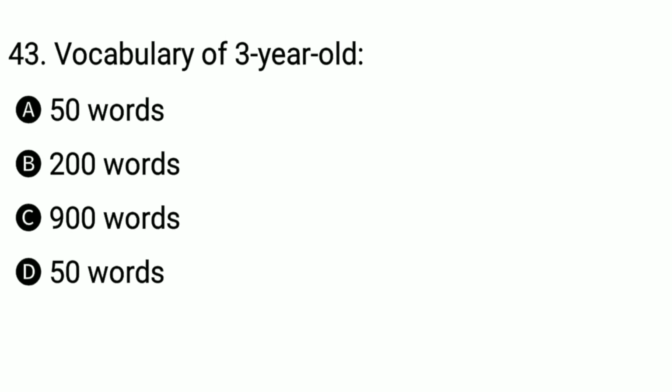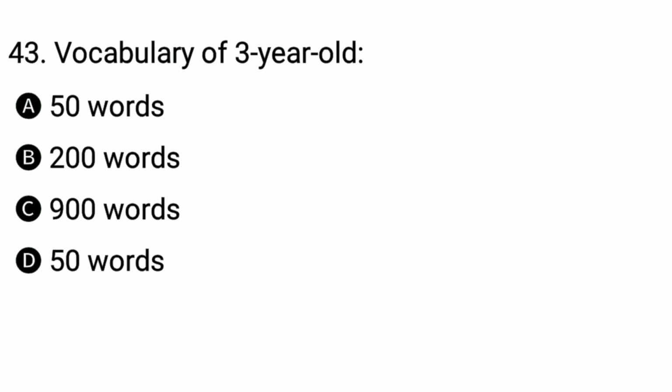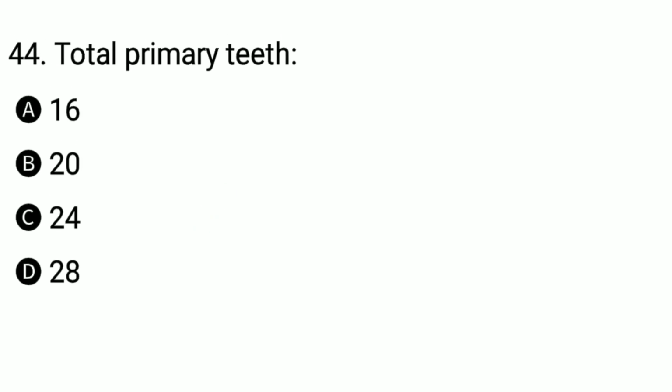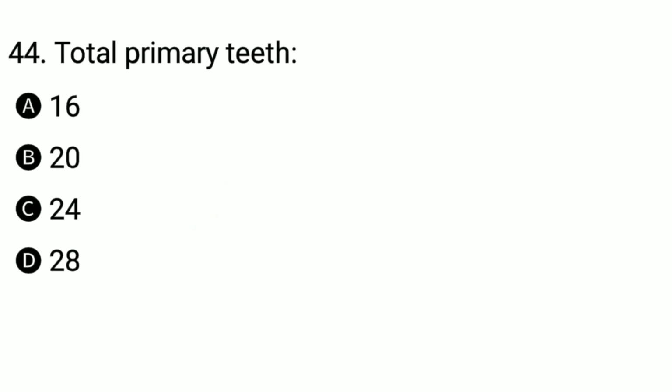Number 43. Vocabulary of 3 years old. The right option is option C, 900 words. Question number 44. Total primary teeth are. The right option is option B, 20.